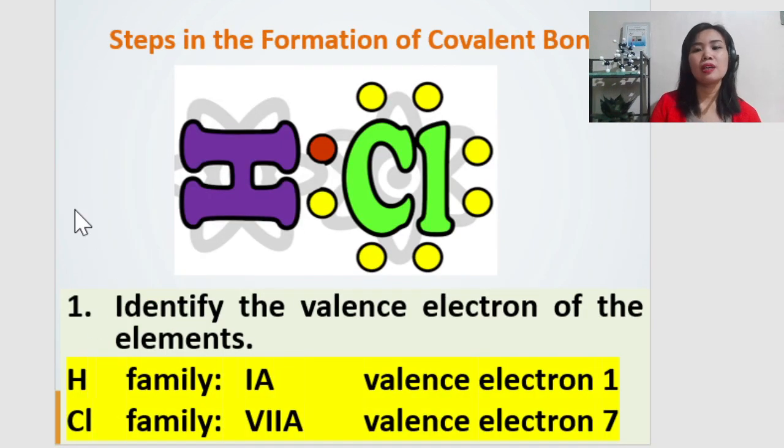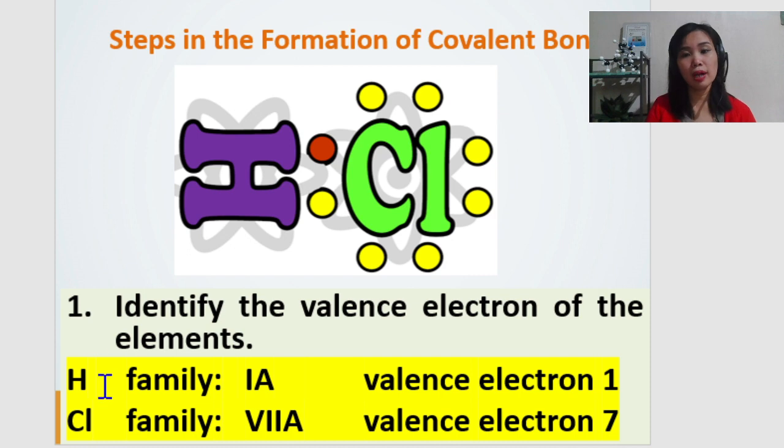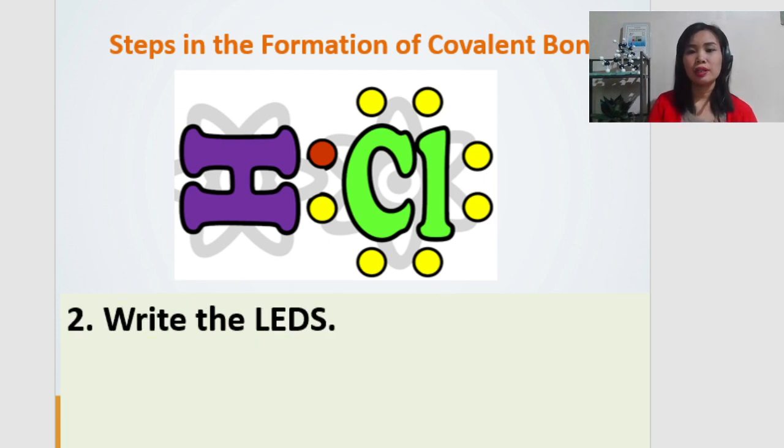So, steps in the formation of covalent bond. Number one, of course, always identify the valence electron of the elements. For the hydrogen, family 1A, 1 valence electron. For chlorine, we have 7 valence electron. Number two, of course, you have to draw the Lewis electron dot symbol. Okay, munang importante mag-drawing dyan mo og Lewis dot symbol.